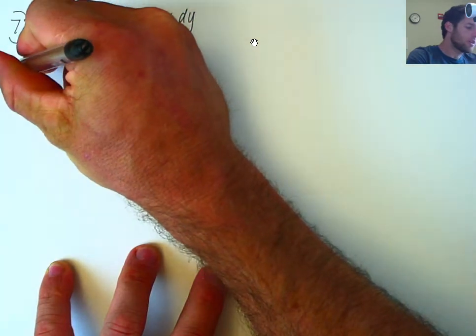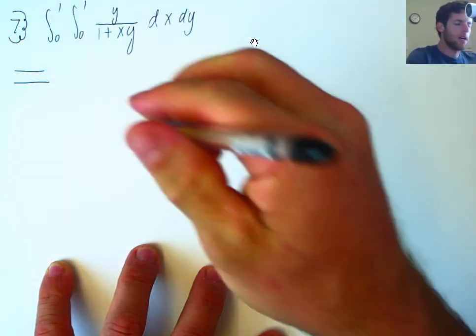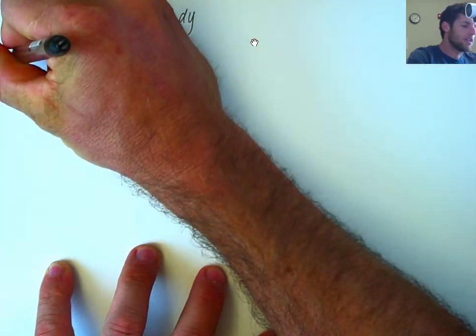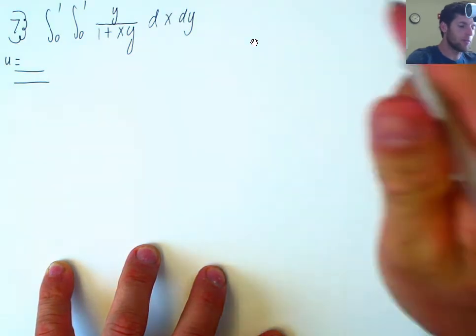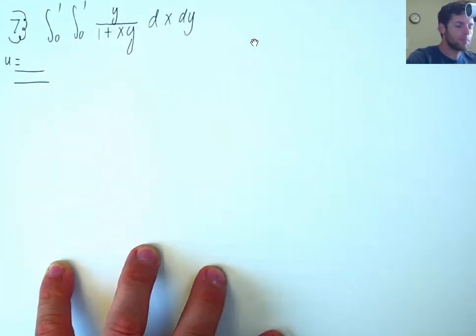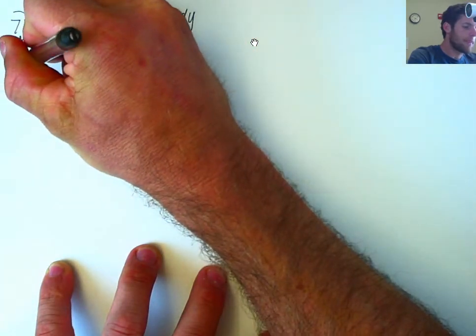So what I'm going to do is I'm going to put in an equal sign. I have a nice way of writing substitutions. I write above the equal sign u, the new variable, in terms of the old variable. I'm going to do 1 plus x times y.